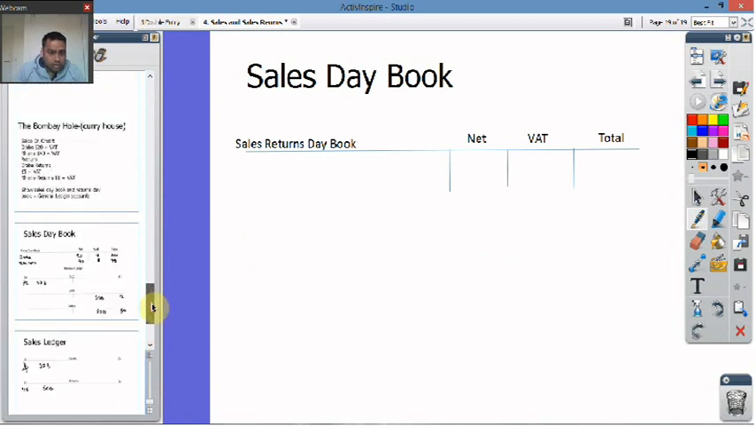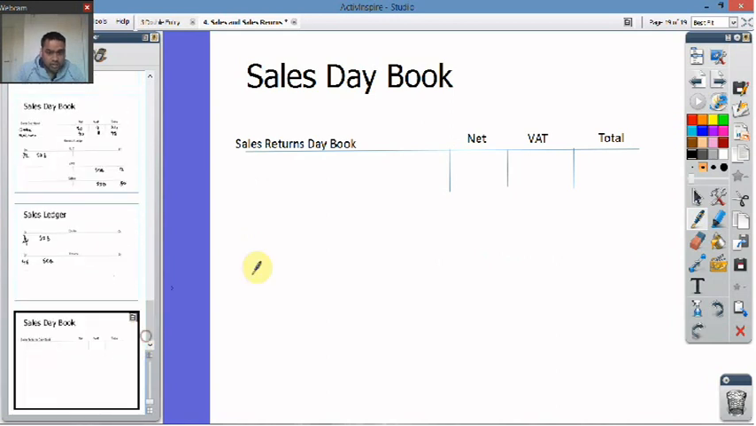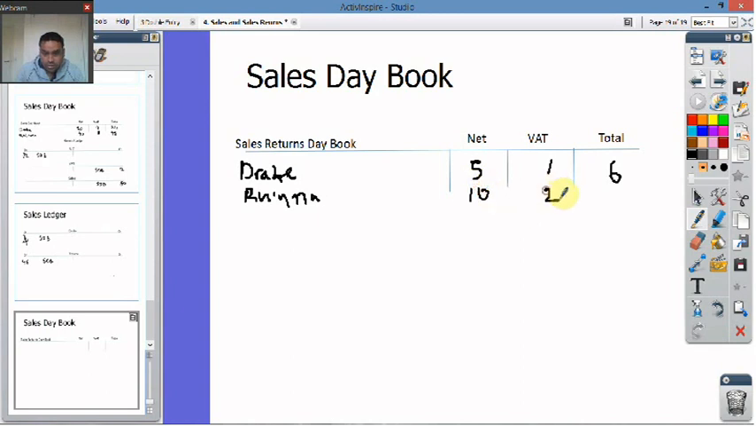The sales returns. Now, how much did they return? 5 and 10. So you've got Drake, returned £5 worth of goods. 5. The VAT is 1. The total is 6. Rihanna, what did she return? She returned 10, and the total for that is 12.